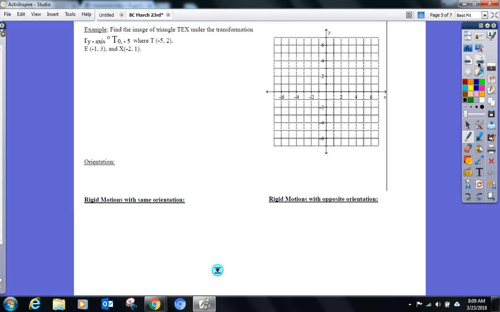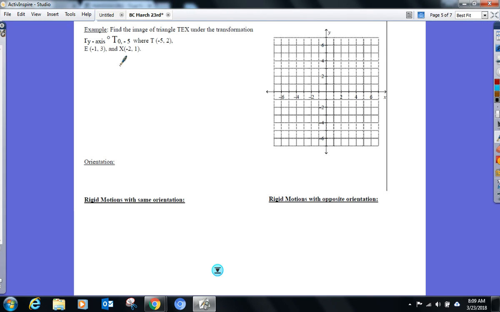So first thing is I gave you coordinates for triangle TEX. Can you graph triangle TEX first? All right, so T is (-5, 2), E is (-1, 3), and X is (-2, 1).